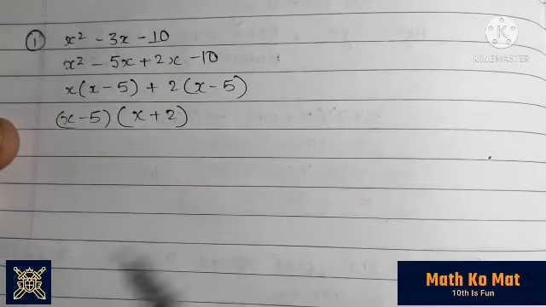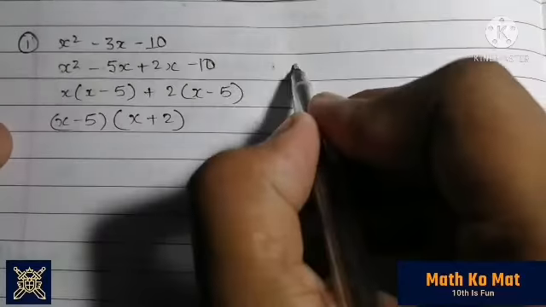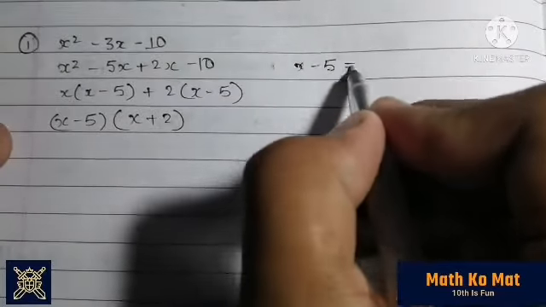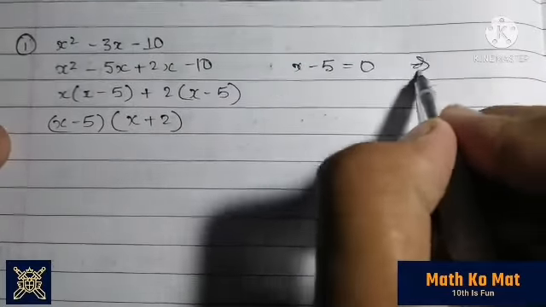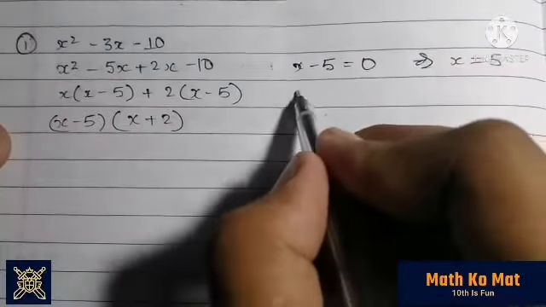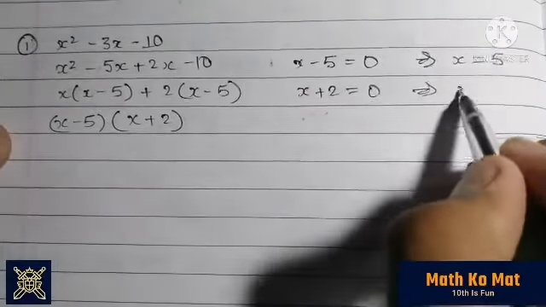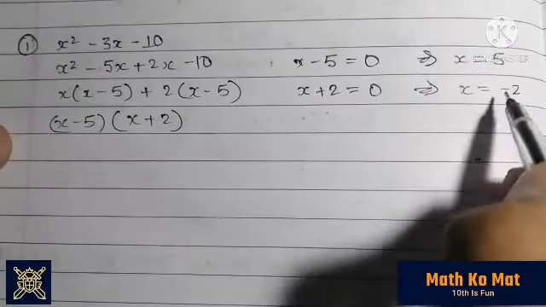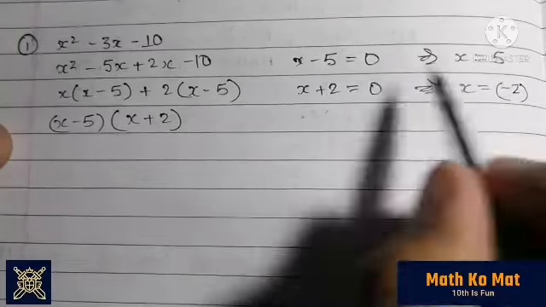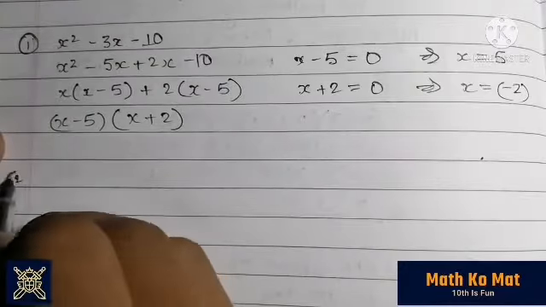And now to find the roots, you just have to equate each of these factors to 0. So when x minus 5 is equal to 0, the value of x is equal to 5. Similarly, when x plus 2 is equal to 0, x is equal to minus 2. So these two are the roots of the given equation. Let's move on to the second part.